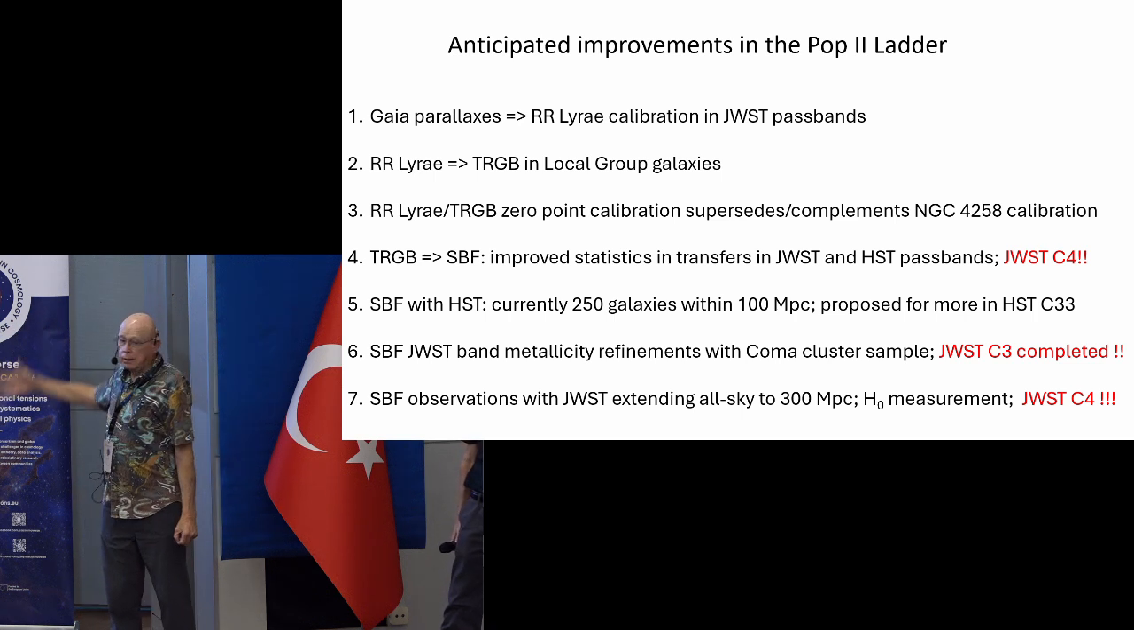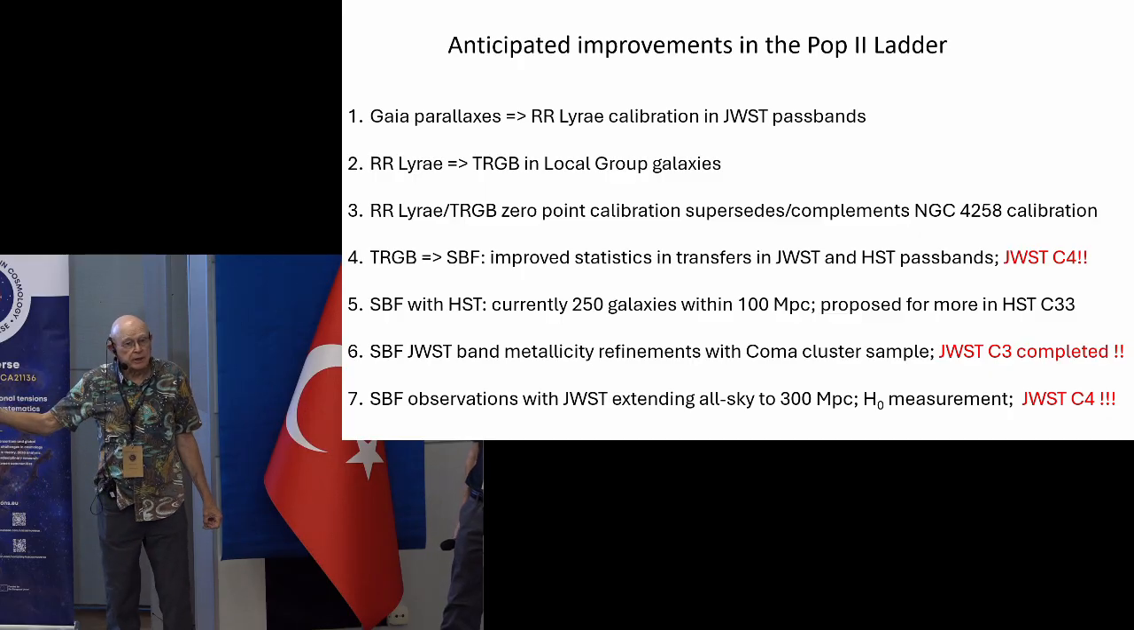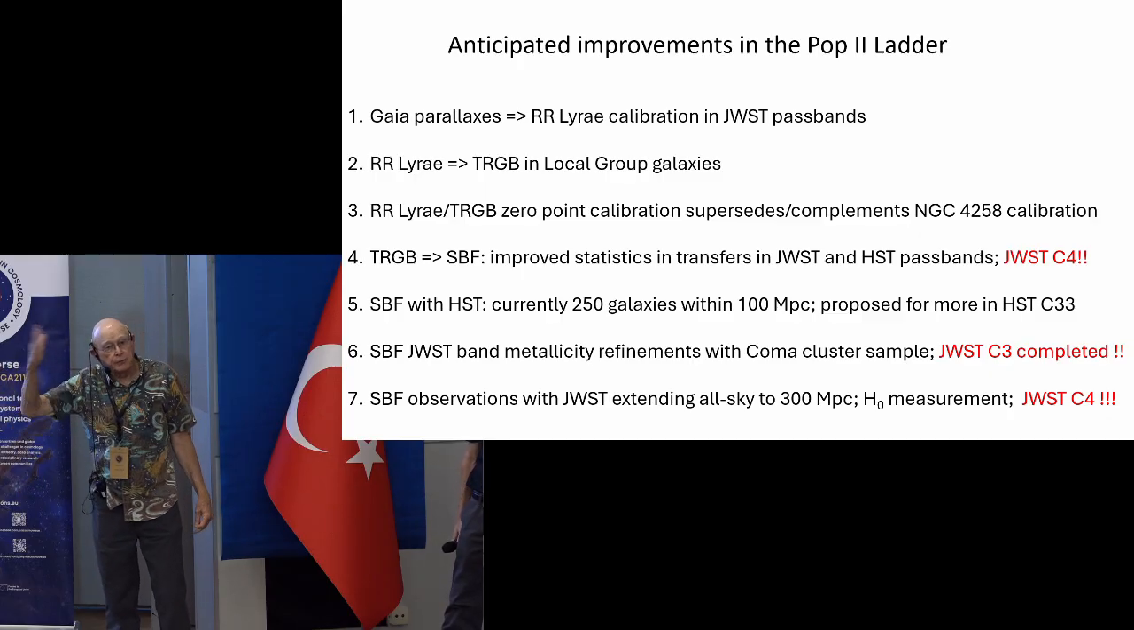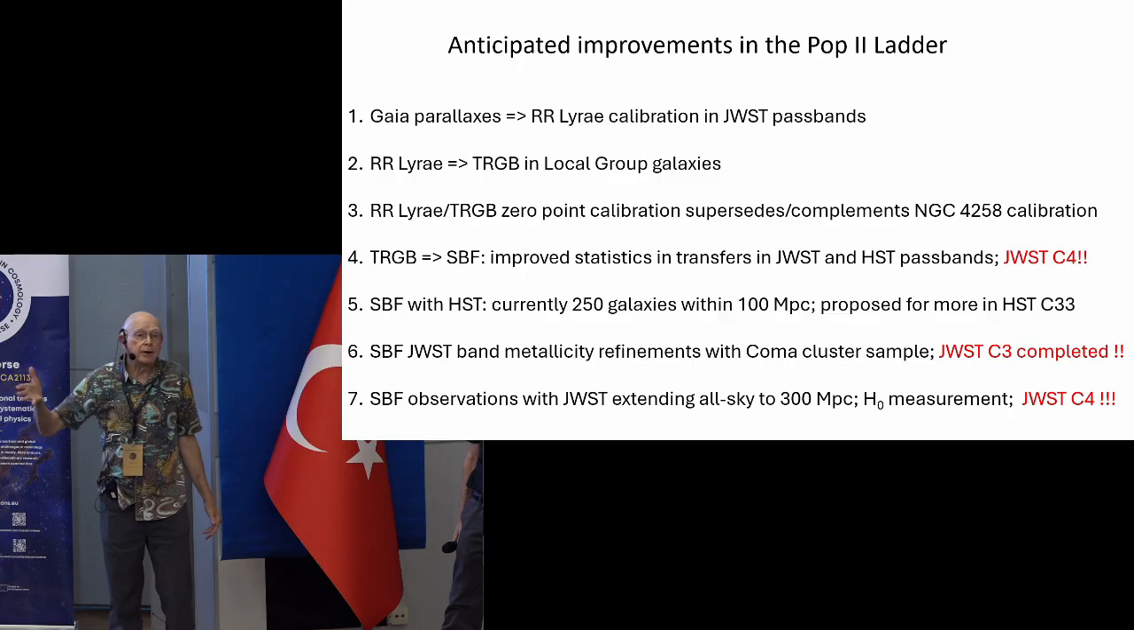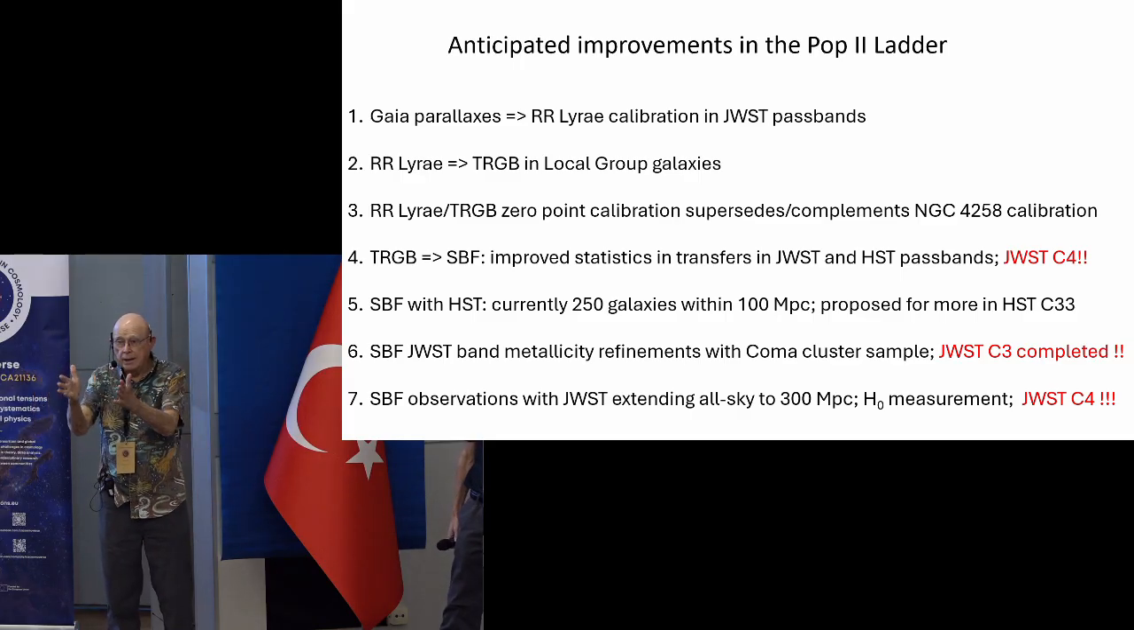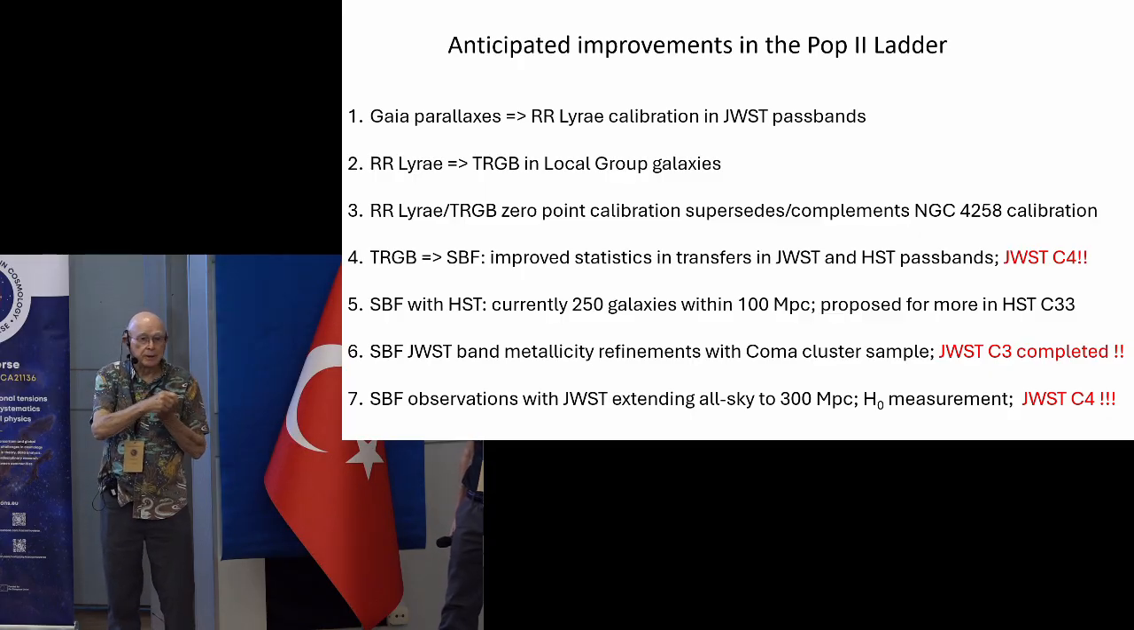But if we can get, not necessarily in a single cycle but in the future, about 100 or so, we'll be able to drive down uncertainties to the 1% level. Now, again, we have to have the zero-point calibration through Gaia and RR Lyrae stars to TRGB. Again, there are 1% possibilities there too.